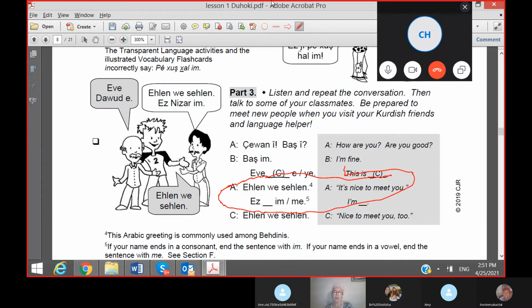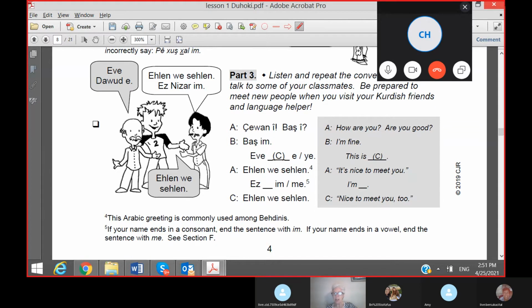Ahlan wa Sahlan. If they say Pei Khush Halam, it's because their teachers are more educated, but the everyday street people, I think, they all say Ahlan wa Sahlan, and everybody in Zaho says Ahlan wa Sahlan. They don't say Pei Khush Halam. And then how do you say nice to meet you too? It's the same thing. Ahlan wa Sahlan.